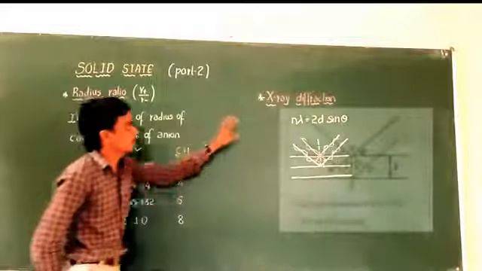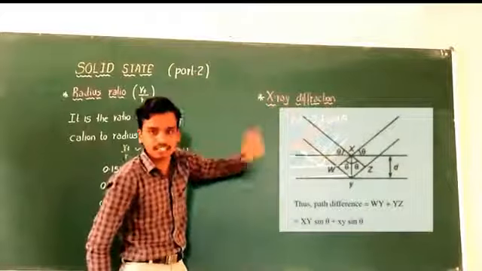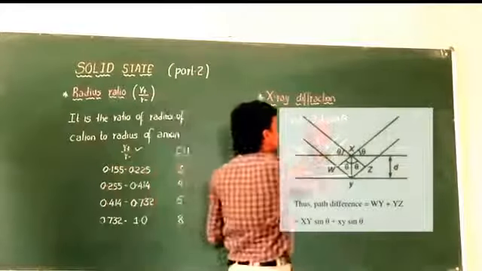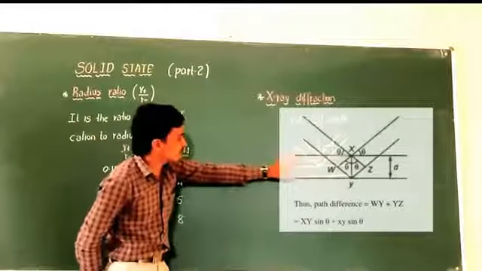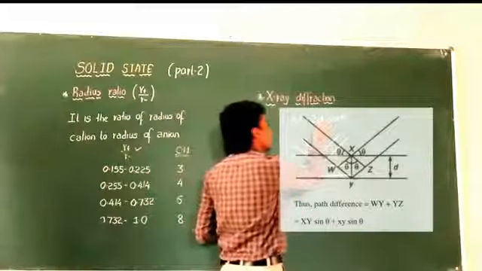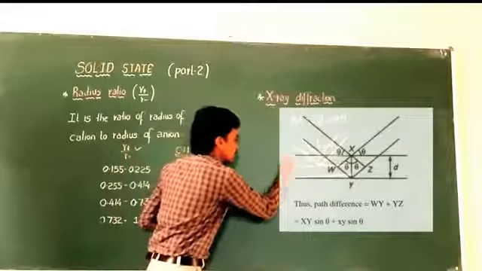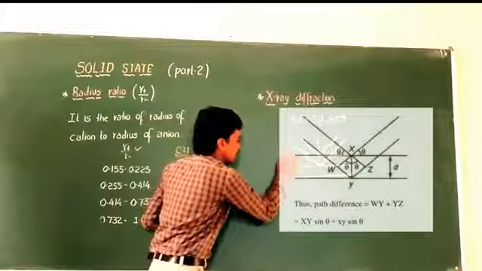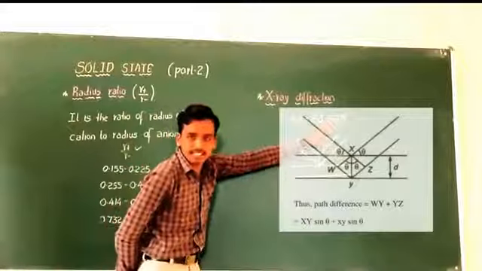The next part is X-ray diffraction. X-ray diffraction is used to calculate the width of the solid geometry. Width is nothing but the edge length of the solid geometry, identified as d. This is the d length, and how to calculate it? That is n lambda equals 2d sin theta.